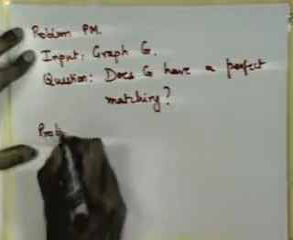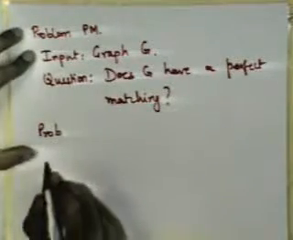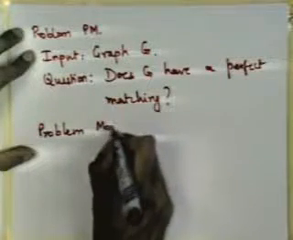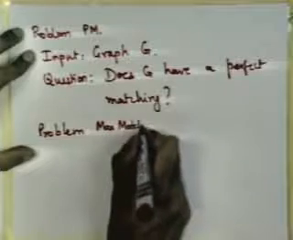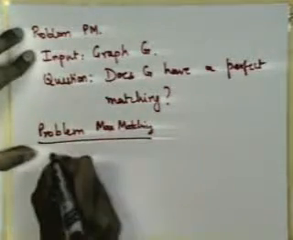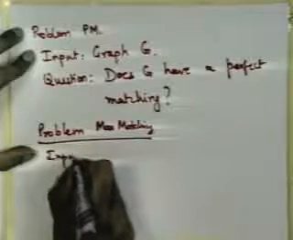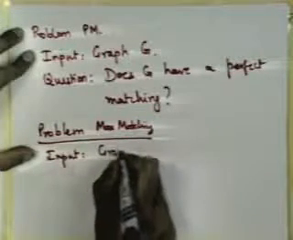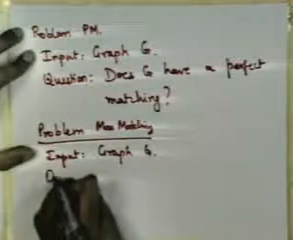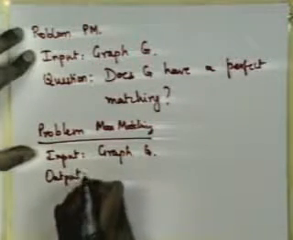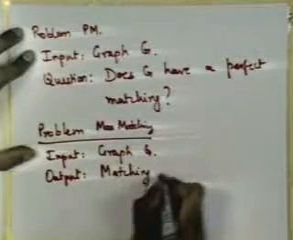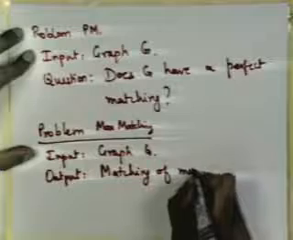The other problem we are going to look at is this. It's very closely related to the first one. So this is maximum matching. The input is the same. Input is a graph G. The output I need is a matching of maximum size.